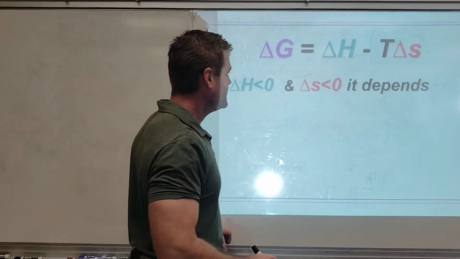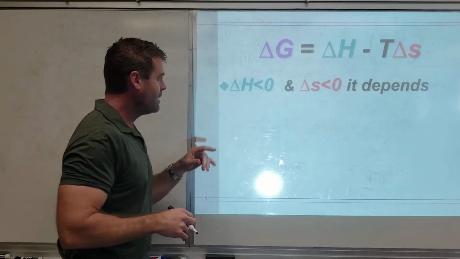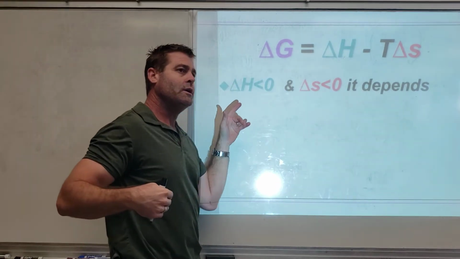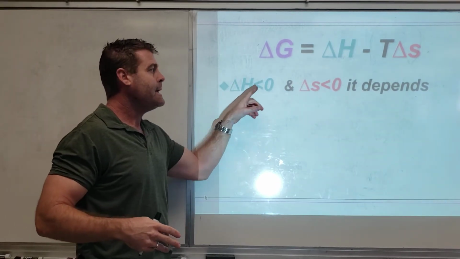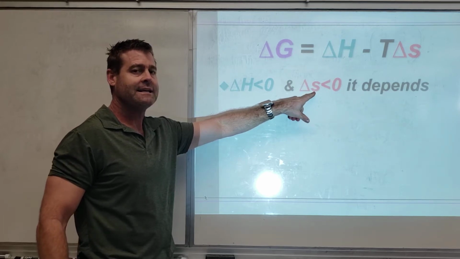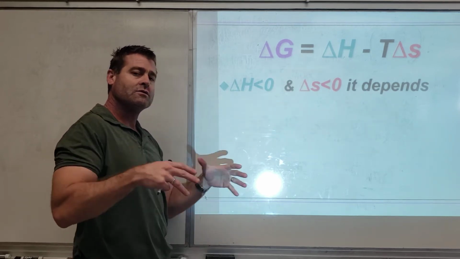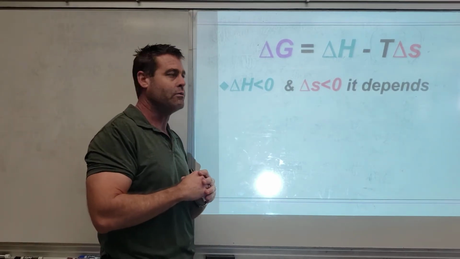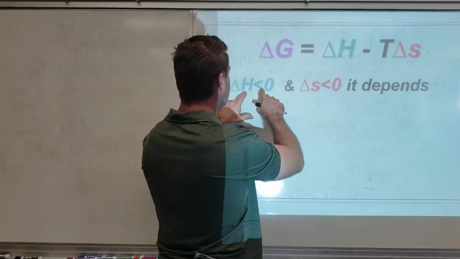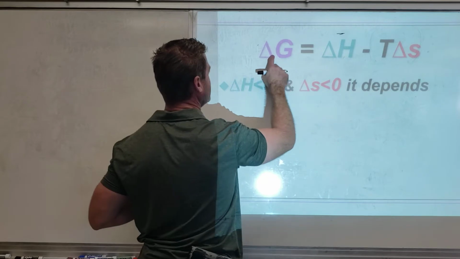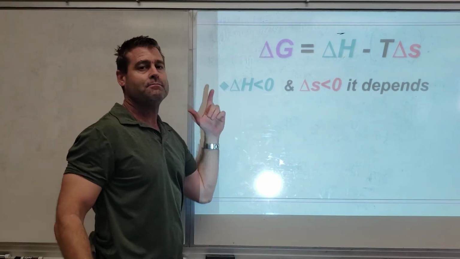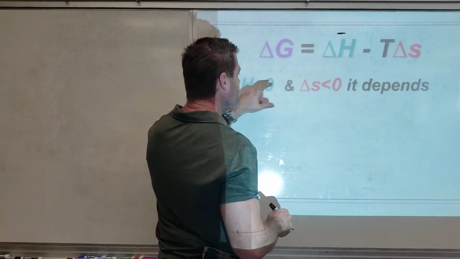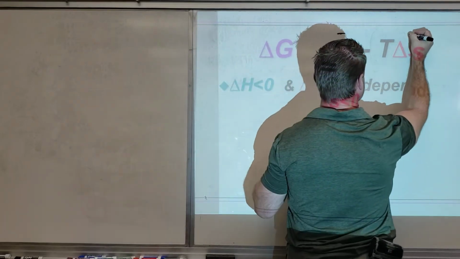Okay, now check this out, guys. What about a situation where it's exothermic, which would drive a reaction naturally, but delta S is less than 0? That means it's becoming more ordered, which goes against the natural process. So we have two forces in conflict with one another. Why do we say it depends? Well, look at it. Delta H is negative. Remember, what we're trying to do is calculate the value of delta G to determine if it's positive or negative. If it's negative, it occurs. If it's positive, it won't happen. So this is a negative value, and let's say delta S is negative.